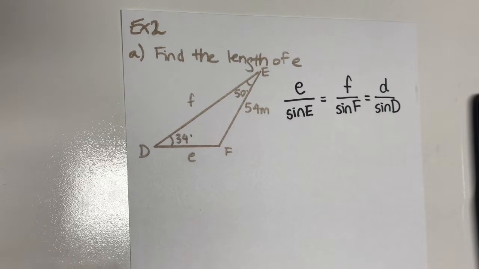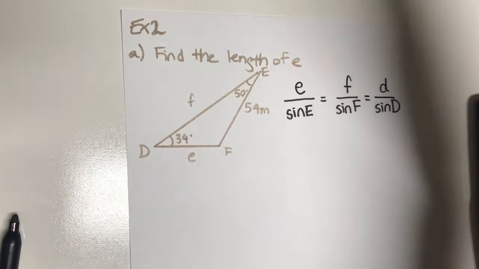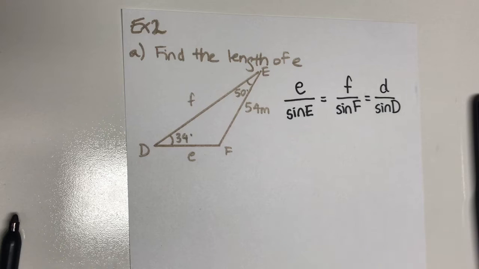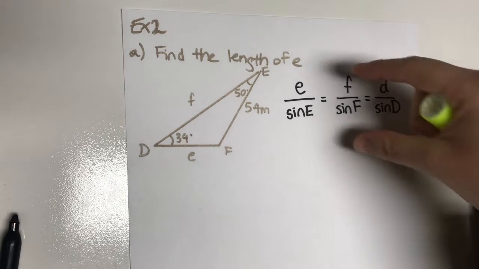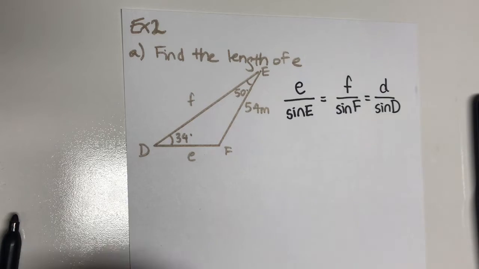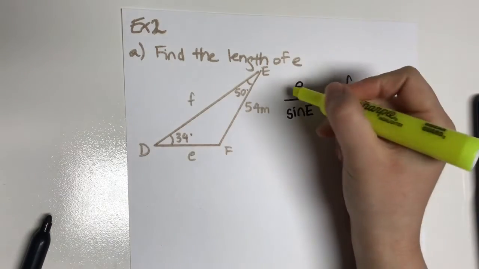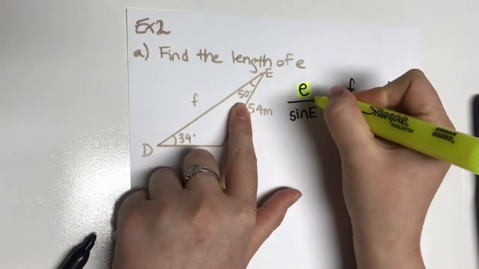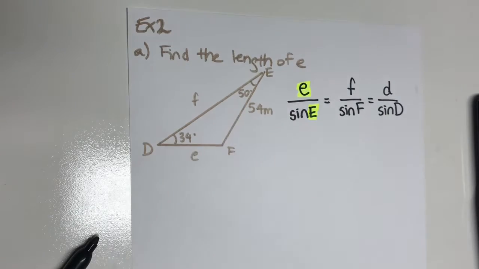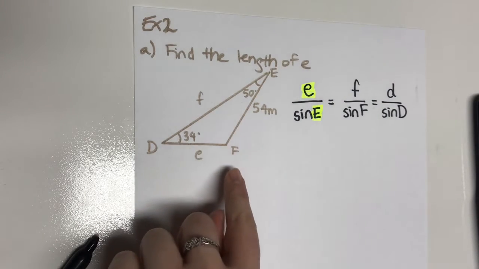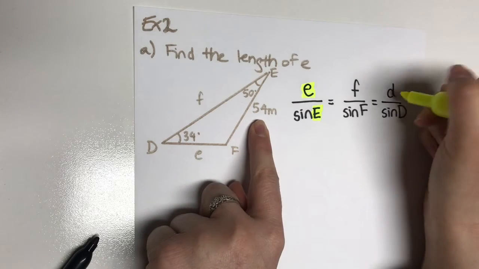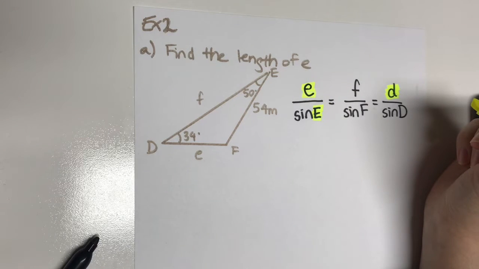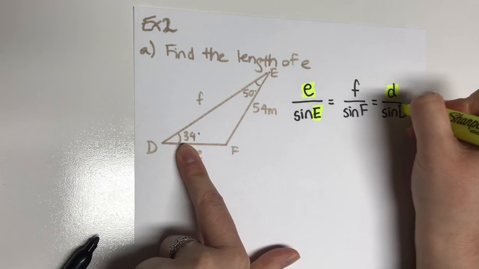So I'm going to take a look at what information I have here, because even though this formula has three components, I'm only ever working with two of them. It's just two ratios. It just depends where I have information. So I'm trying to find E. I have angle E. I also have side D, and I also have angle D.